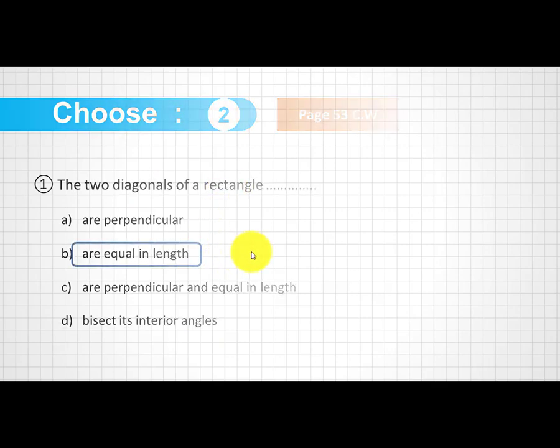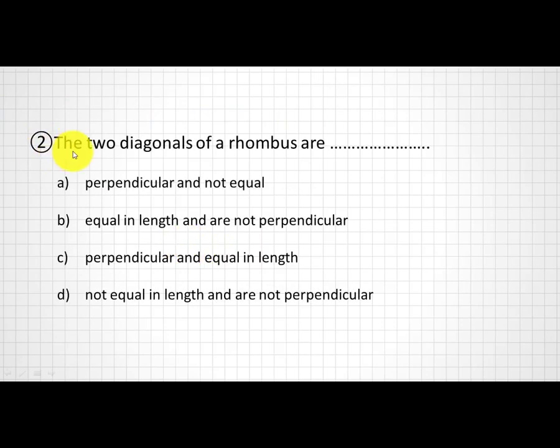Number 2, the two diagonals of a rhombus are perpendicular and not equal, equal in length and not perpendicular, perpendicular and equal in length, not equal in length and aren't perpendicular. Yes, perpendicular and not equal in length.